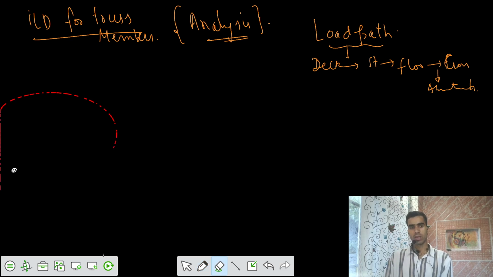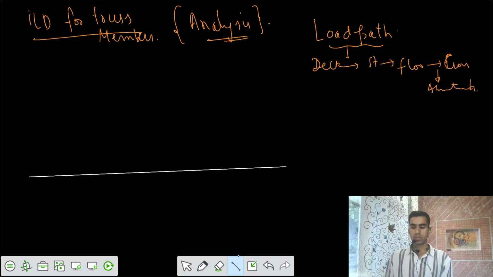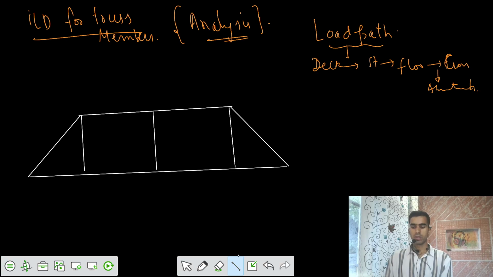Let's go for problem 1. Let's take the first problem of ILDs. So we have this truss. This is your truss, with panels 1, 2, 3, 4, in this fashion.